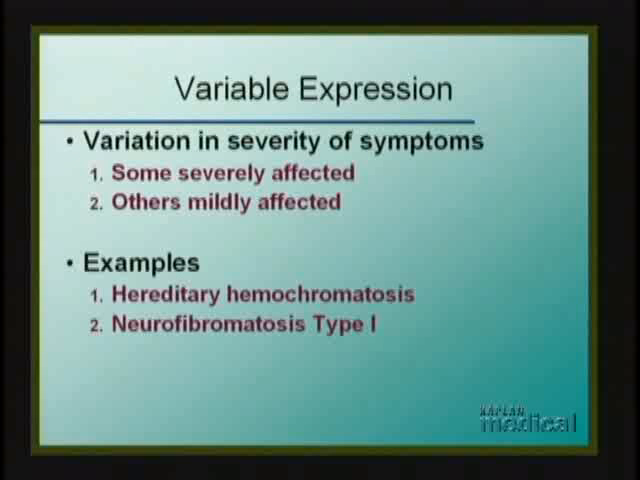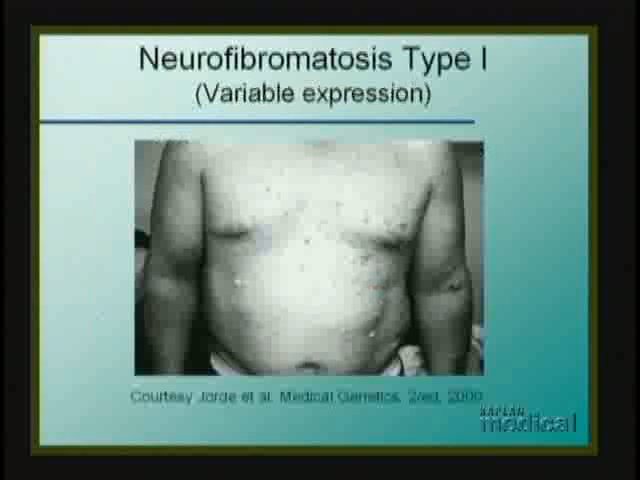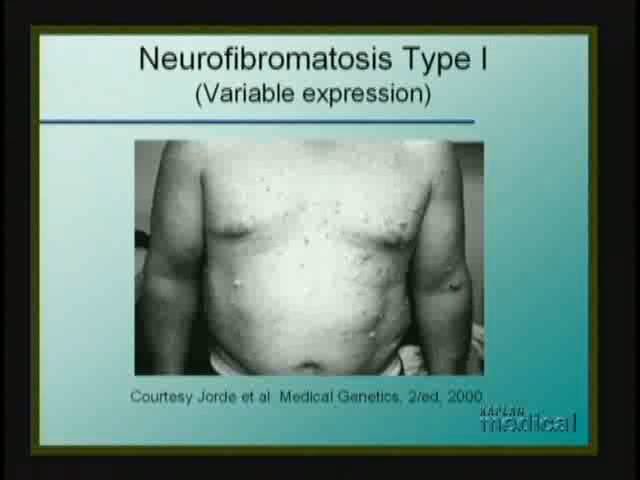Another example of variable expression is neurofibromatosis type 1. This is a picture of an individual with this disease. Neurofibromatosis type 1 is a disease in which patients develop little benign tumors at the nerve endings. If you look at this person, you will see a lot of little bumps or tumors scattered all over his body. Each of those little tumors is a benign tumor at a nerve ending.